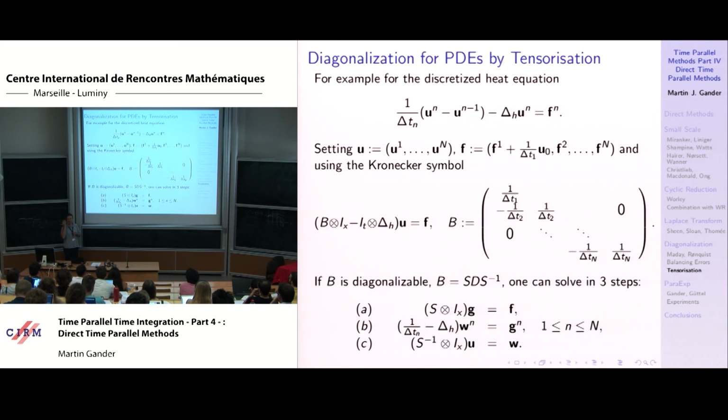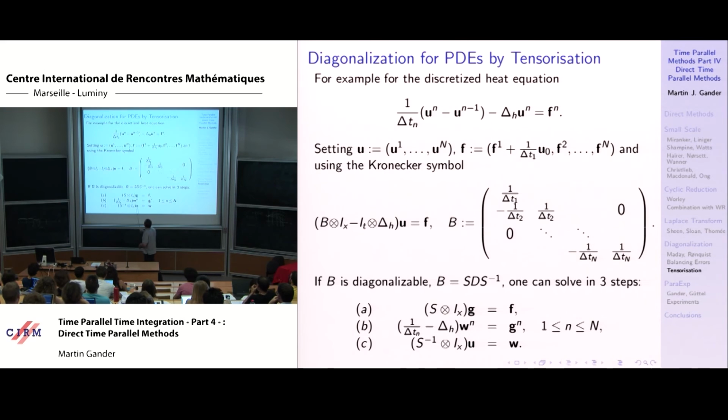Because the name had tensorization in it, of Lyons and Rencontres. If I really have a Laplacian, so here is now a Laplacian, and I do backward Euler, then this method cannot be applied immediately because the time-stepping matrix B also contains Laplacians now.